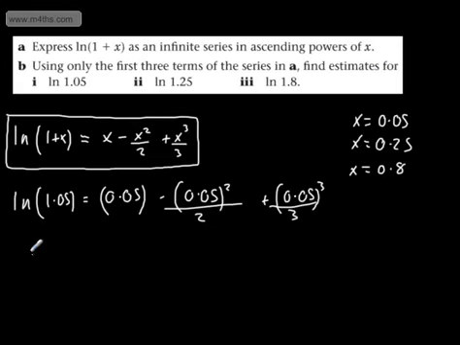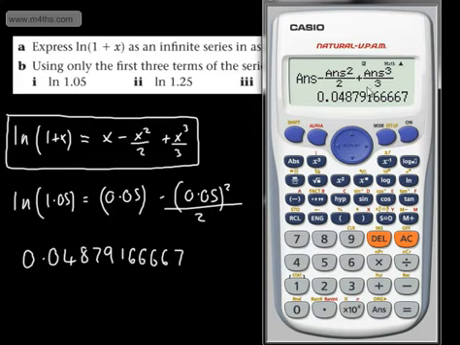0.04879, then what was it? 1, I think 1, 6, 6, 6, 6, 7. Have I remembered all of that? I don't think I will have done. Yeah, that's pretty good. Okay, now let's actually find now the natural log of 1.05.